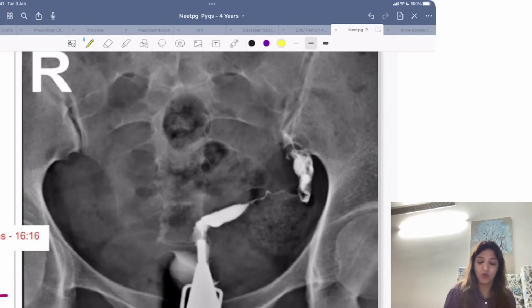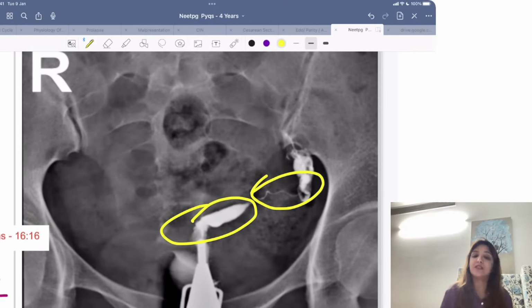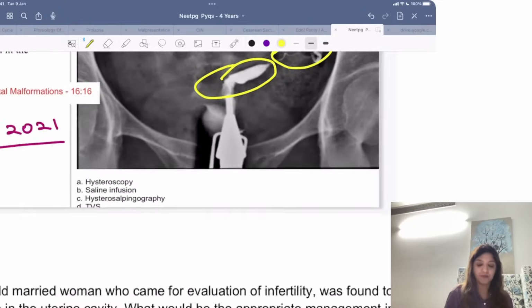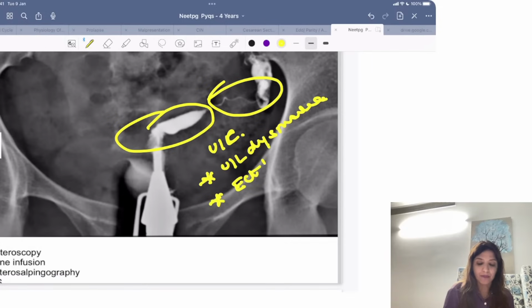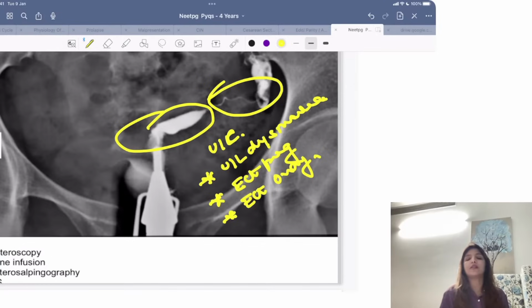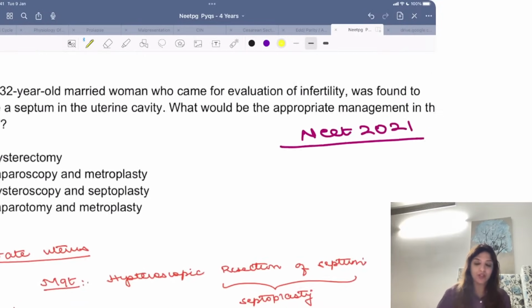Over here, you can see only a single fallopian tube and a banana shaped uterus. Since it is a single fallopian tube and banana shaped uterus, this is an HSG image of unicornuate uterus, right? In unicornuate uterus, please remember, patient is going to complain of unilateral dysmenorrhea. Whenever a complaint of unilateral dysmenorrhea or ectopic pregnancy or ectopic ovary comes, these three things are associated with unicornuate uterus. Okay. Next question.